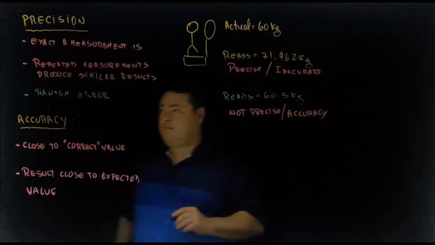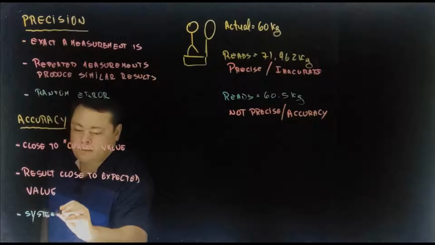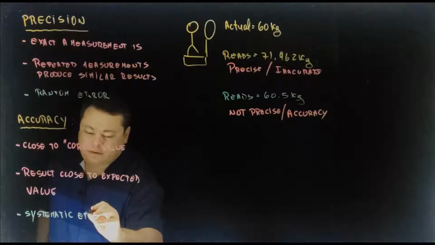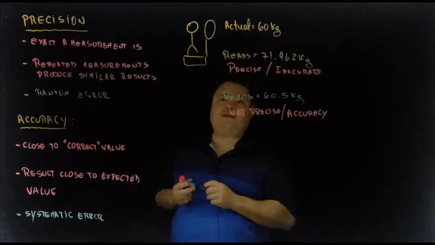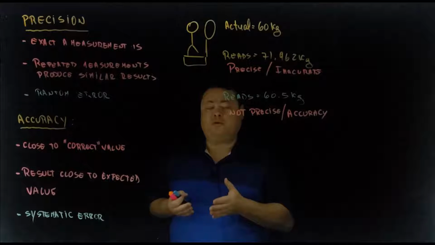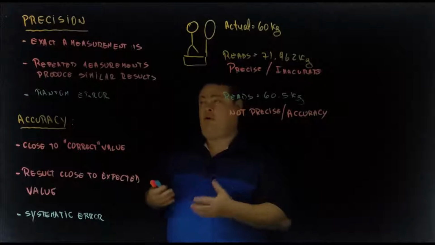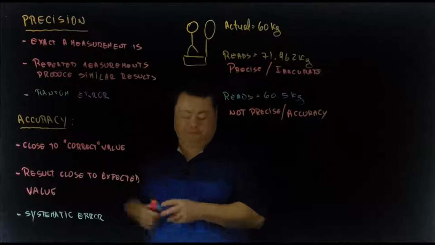And accuracy is related to systematic error. So if you have a small systematic error, you are most likely going to be accurate. And if you have a large systematic error, you most likely will be non-accurate.